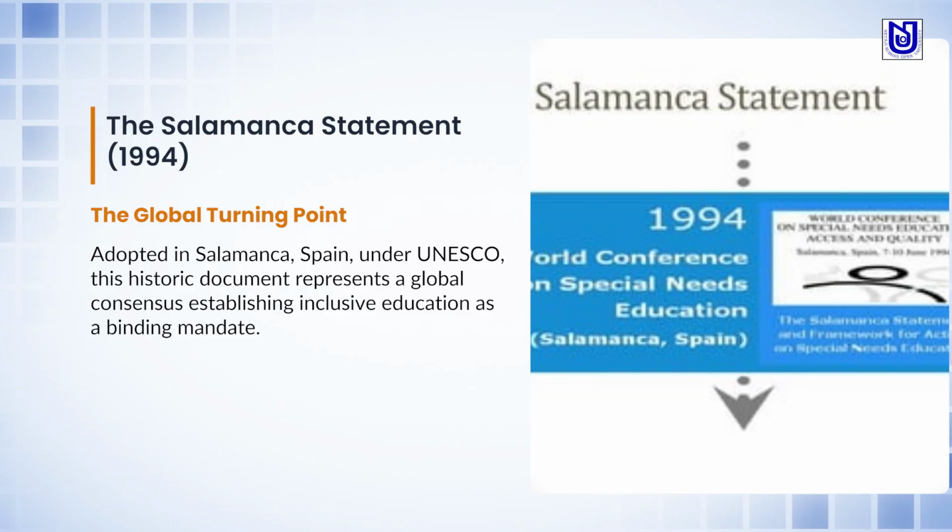of 1994, which was a global turning point. Adopted in Salamanca, Spain under UNESCO, this historic document, the Salamanca Statement, represented a global consensus establishing inclusive education as a binding mandate. Therefore, it was no longer an option but a mandate required for all the signatories to follow.